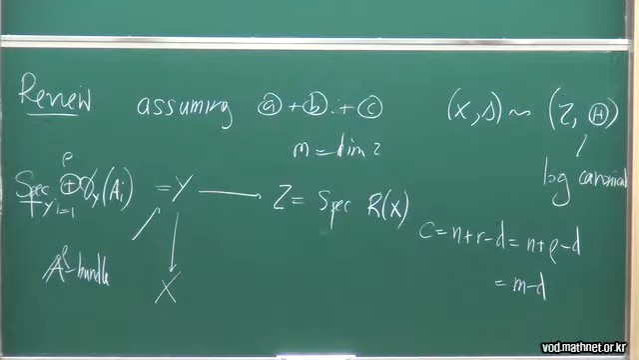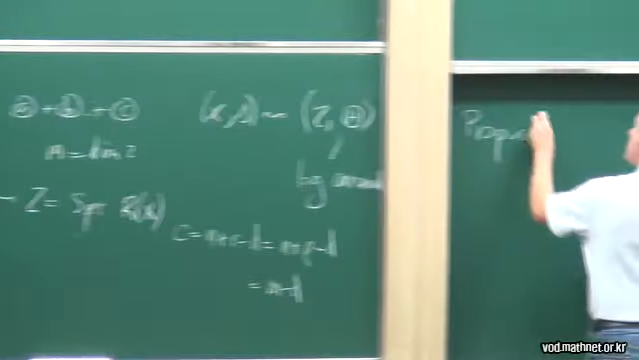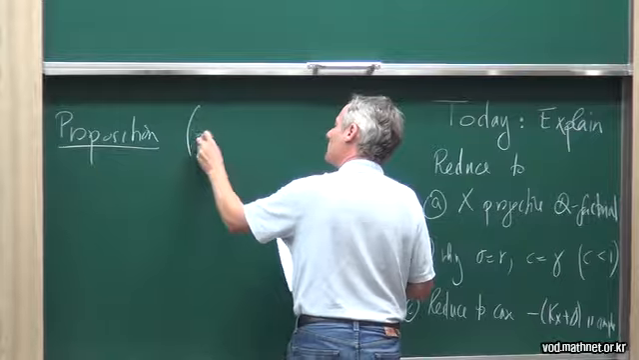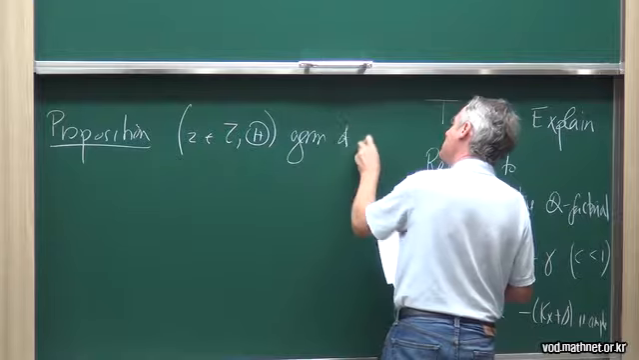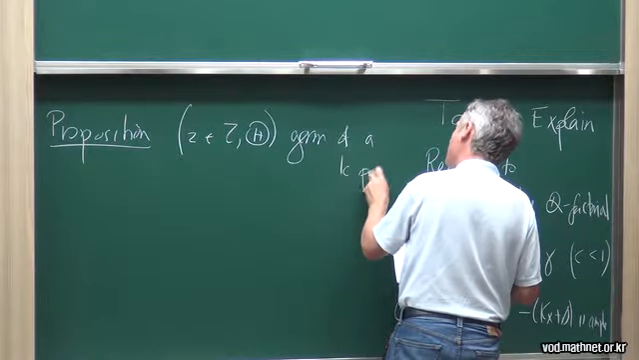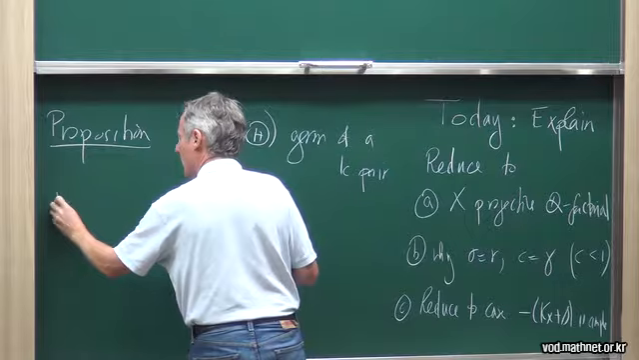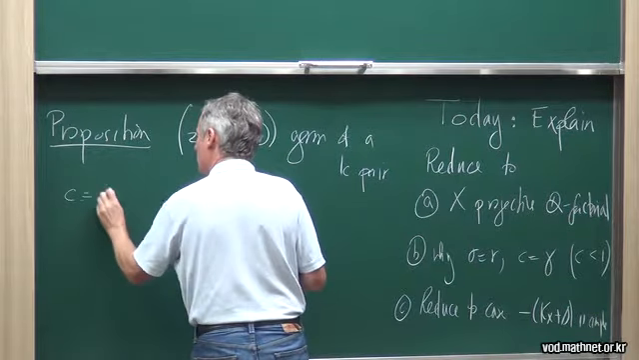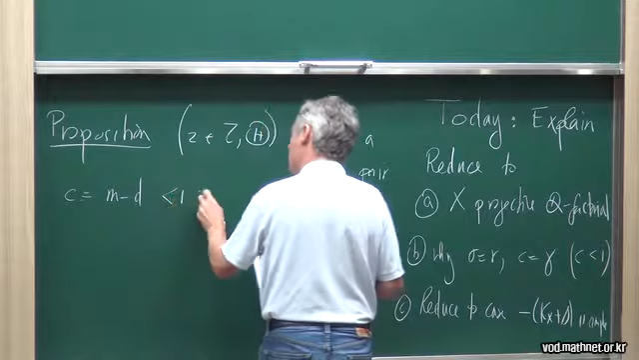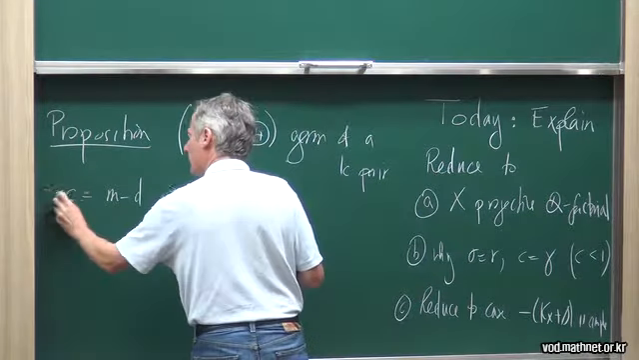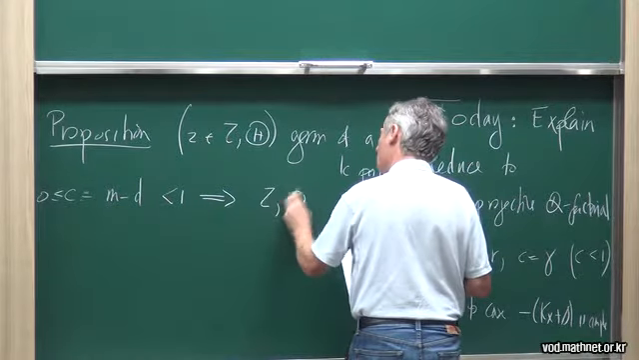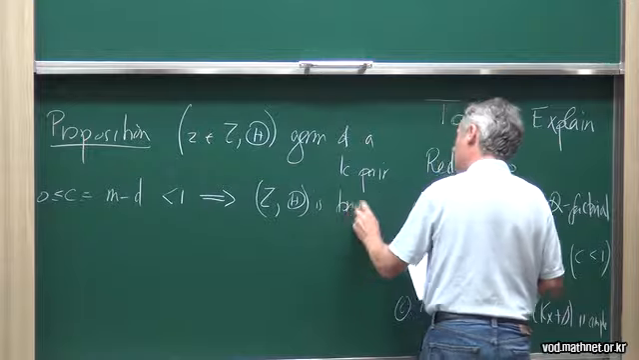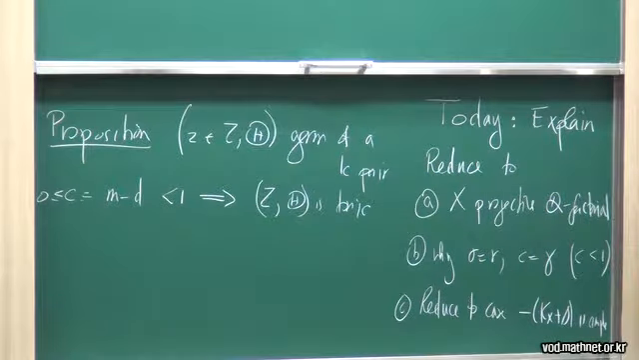And then there was this lemma, or proposition, I guess. Proposition. So it's a germ of a log canonical pair. If the complexity, which is m minus d, is less than 1, well, so that this is always greater than or equal to 0, and if it's less than 1, then (Z, theta) is toric or toroidal, or whatever you want to call it. Okay.